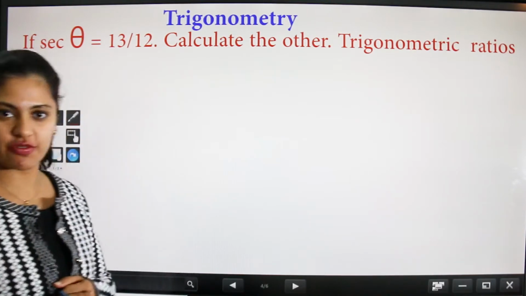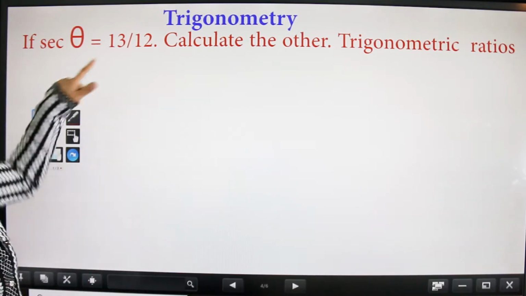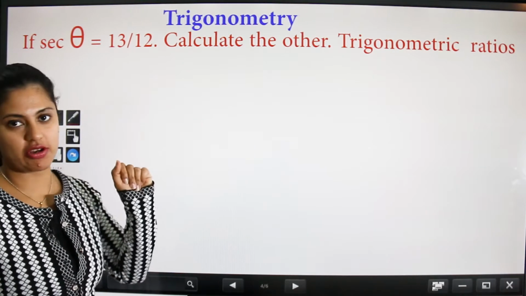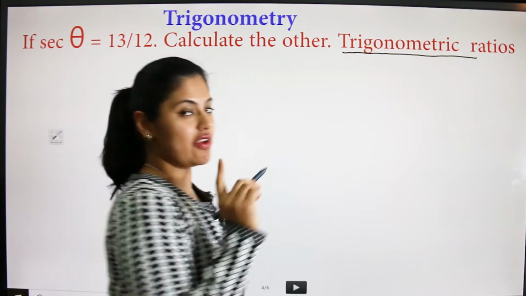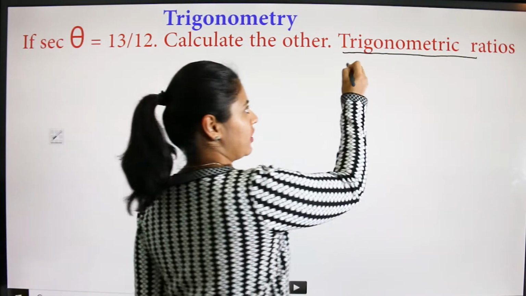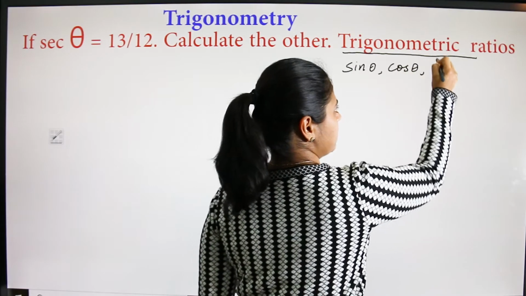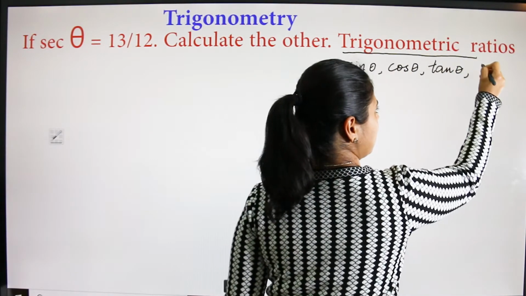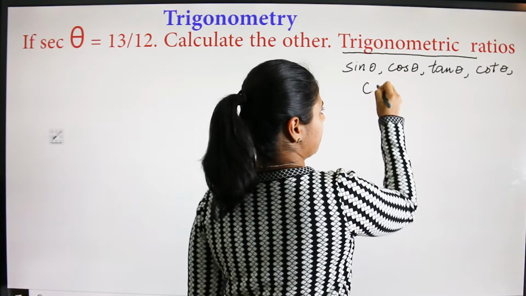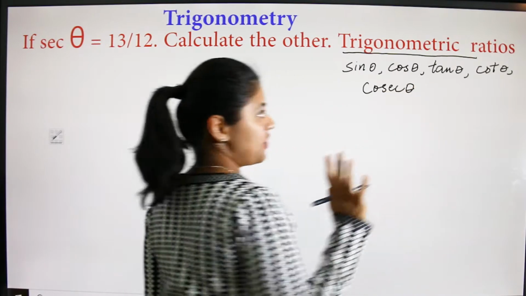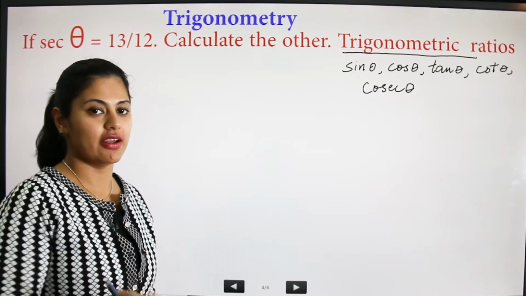Let's do further questions of trigonometry. In the question we have, if secant theta is given as 13 divided by 12, calculate the other trigonometric ratios. So, what are the other trigonometric ratios? If there is a secant theta, we still need to calculate sin theta, cos theta, tan theta, and since secant is already there, cot theta and cosecant theta. So, 5 other trigonometric ratios if one is given. That's not at all hard. So, how to do it?